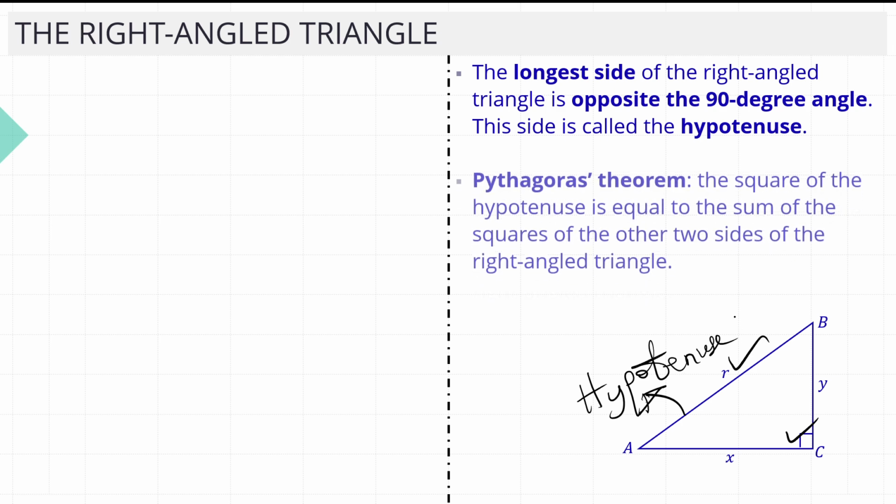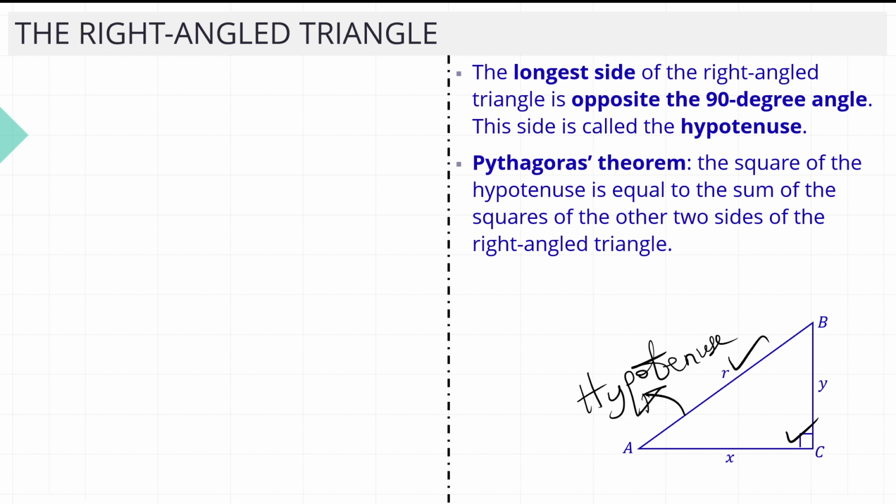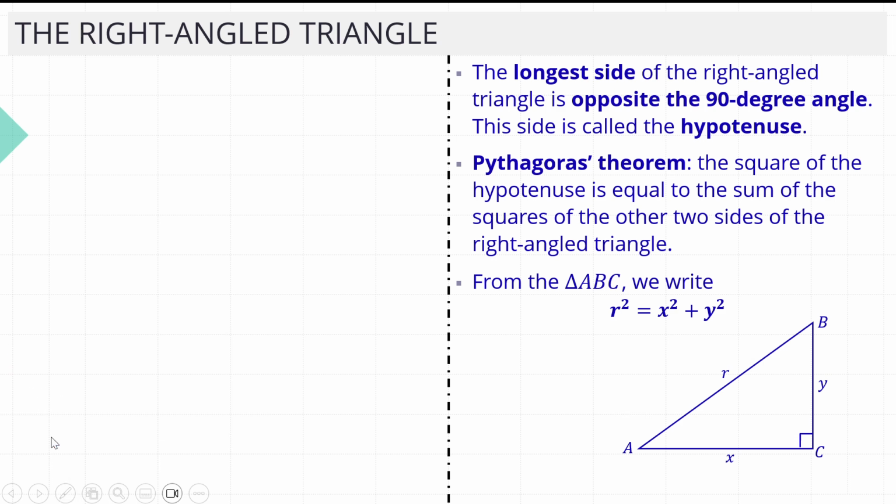Now, Pythagoras theorem: the square of the hypotenuse is equal to the sum of the squares of the other two sides of the right angled triangle. So from the triangle ABC, we write r squared, the square of the hypotenuse, so r squared equals the sum of the squares of the other two sides.